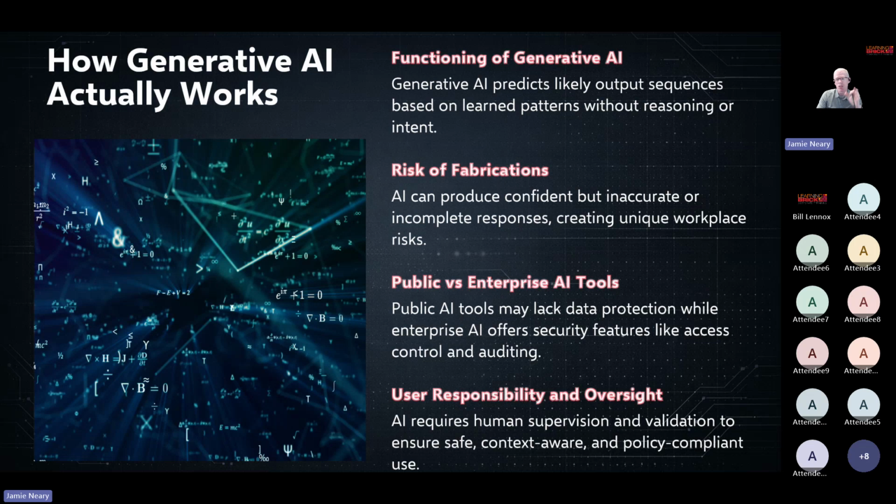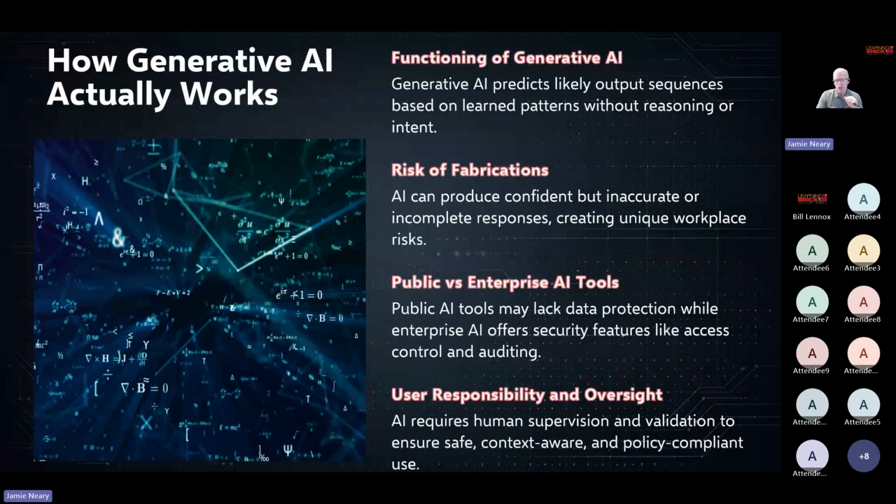So this creates a unique risk profile in the workplace, because AI sounds authoritative and so confident in its answers. We take it for granted that it's not always going to be right. It's not always 100% correct.